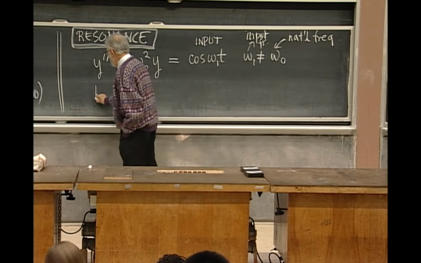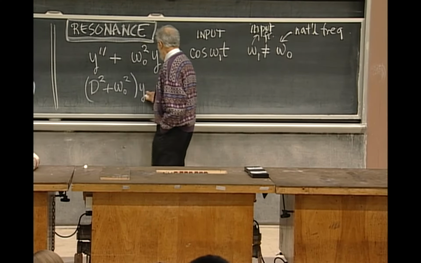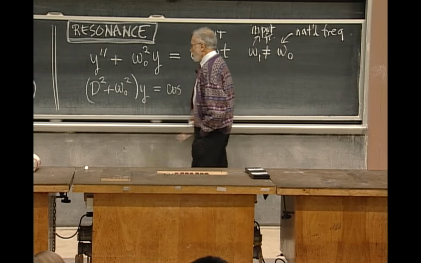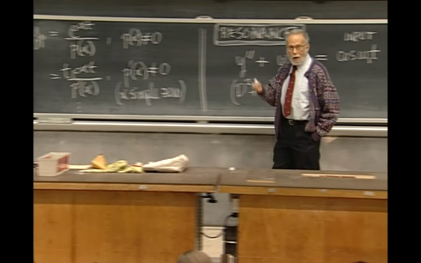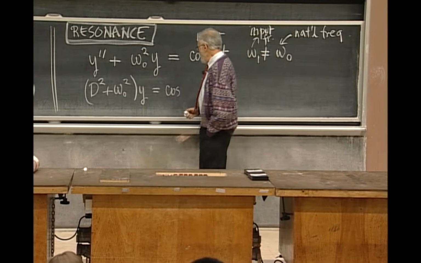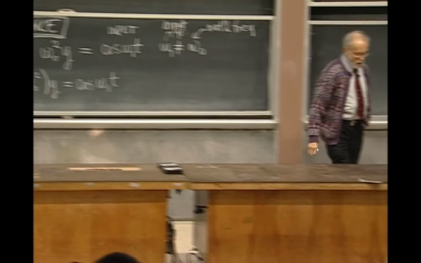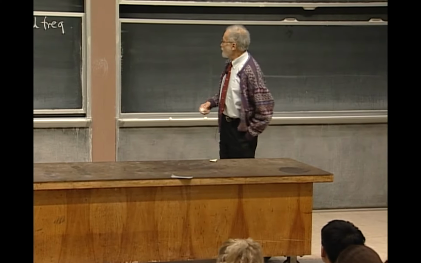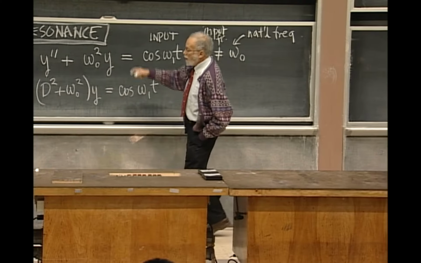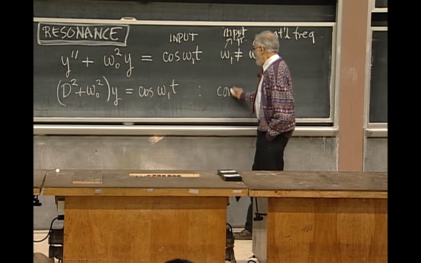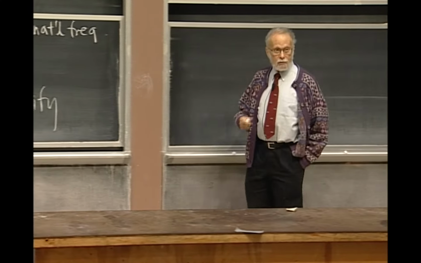If I write it using the operator, it's D squared plus omega naught squared applied to y is equal to cosine omega 1 t. It's a good idea to do this because the formulas are going to ask you to substitute into a polynomial. So it's good to have the polynomial right in front of you to avoid the possibility of error. Well, really what I want is the particular solution. It's the particular solution that's going to give me a pure oscillation. Since this is cosine, you want to make it complex. So we're going to complexify the equation in order to be able to solve it more easily and to use those formulas.